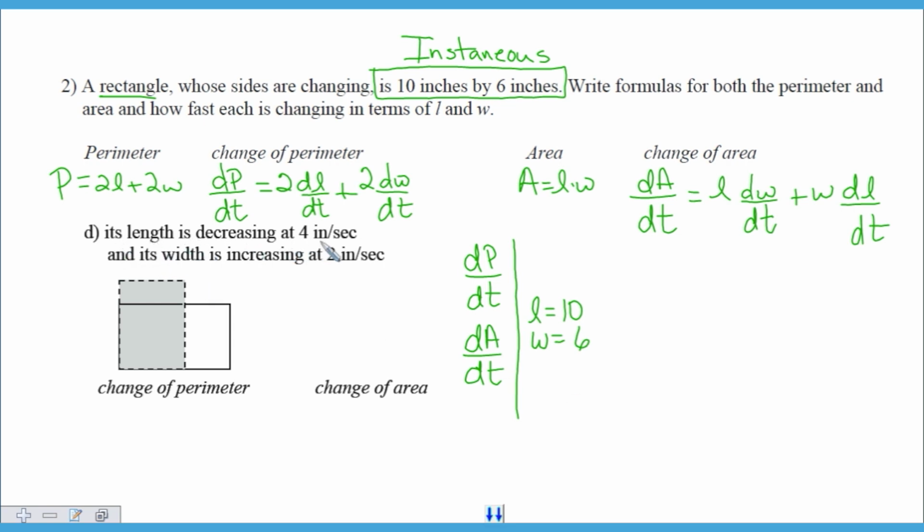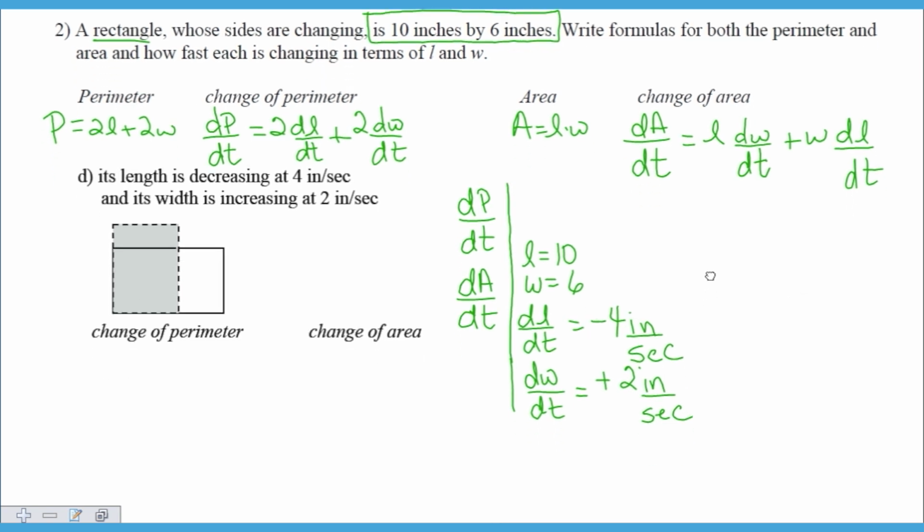And when the length is decreasing by 4, that means dL/dt is, and it's decreasing, so it's negative 4 inches per second. And then the change in width is increasing, so dW/dt, if it's increasing, I'm putting this in for emphasis, is positive 2 inches per second. So we've already really done the work of taking the implicit differentiation. We just have to plug that into these formulas.